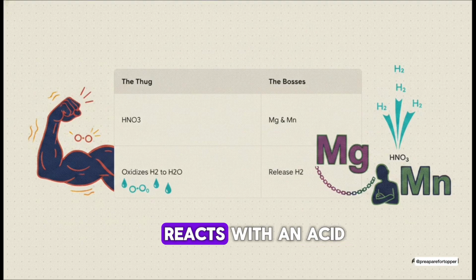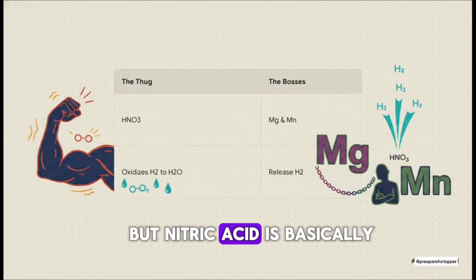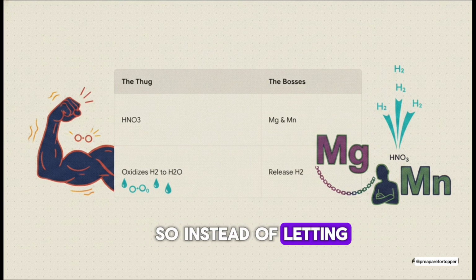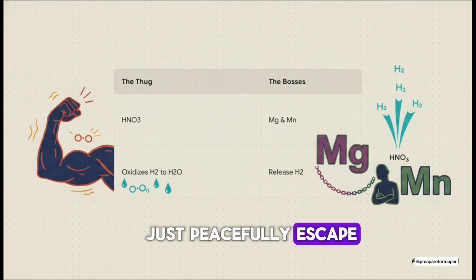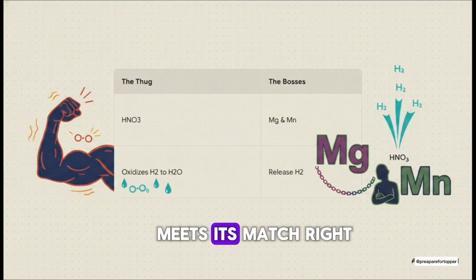Usually, when a metal reacts with an acid, hydrogen gas is released. Pretty standard. But nitric acid is basically the thug of the chemistry lab. It's a remarkably strong oxidizing agent. So instead of letting that hydrogen gas just peacefully escape, it forcefully oxidizes it into water. But hey, every thug meets its match, right?